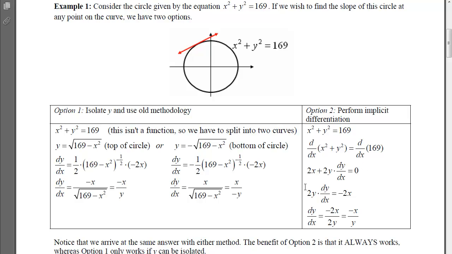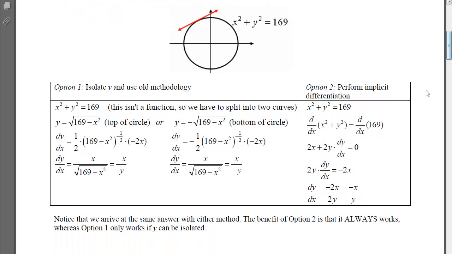Now that I have an equation involving dy/dx, I can isolate the dy/dx. So for dy/dx, I will move the 2x to the other side, and then I will divide by 2y and reduce. Notice that I get the exact same answer as I got with option 1. Now, if we arrive at the same answer, then that means both of these are viable options. However, in today's problems, a lot of the time, we will not be able to isolate y. And when that happens, option 2 is our only option. So most of the problems that you'll encounter in today's lesson will force you to do option 2 as opposed to option 1.